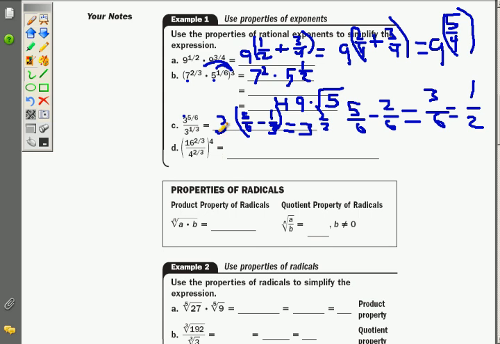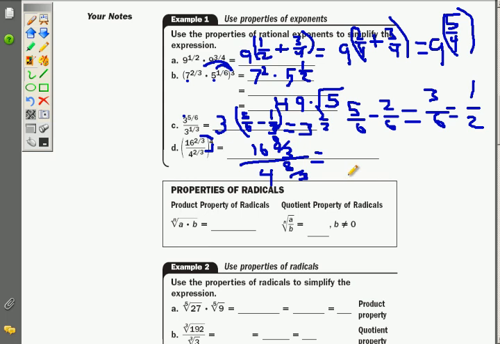On this next one, I'm going to take the 4 to the top and to the bottom, and we're multiplying those things. So I end up with 16 to the 8/3 over 4 to the 8/3. All right, they're both to the same power. Well, there's a lot of things I could do with that.